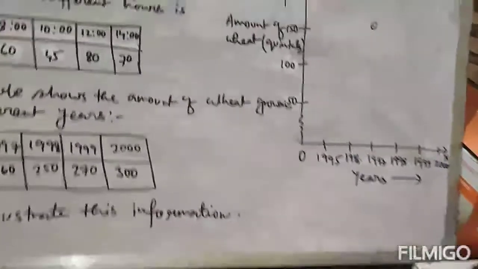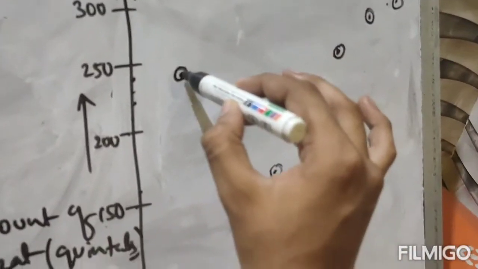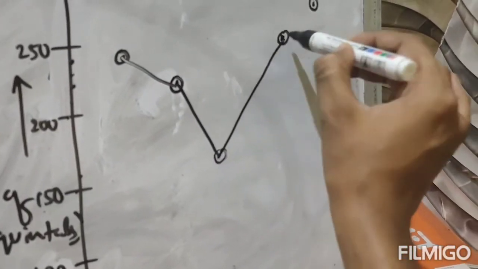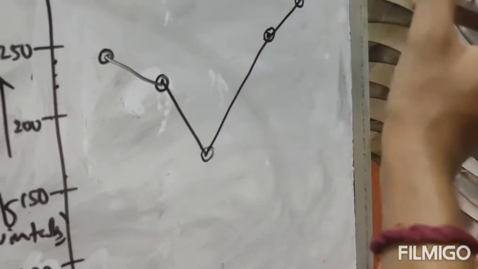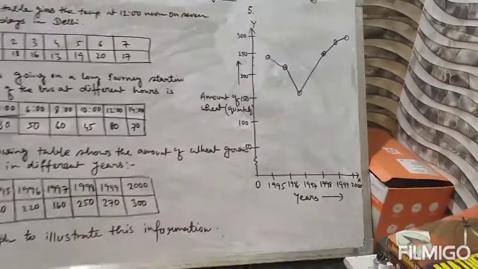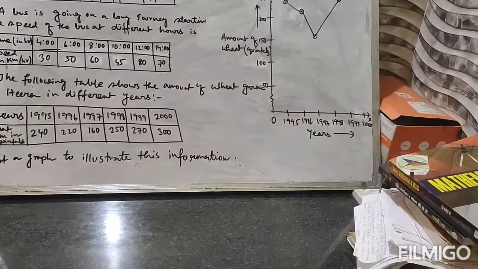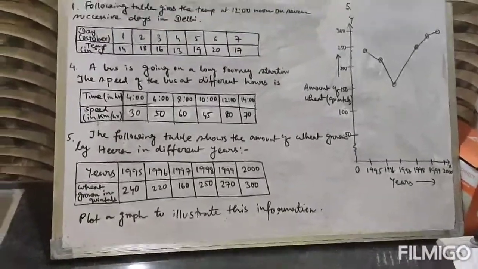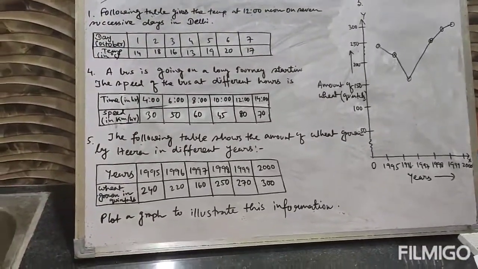So just connect these points so that we can draw the graph. Join these points by using a ruler. So the graph will look like this. We have drawn this graph from this data. In this way we will solve this type of question.